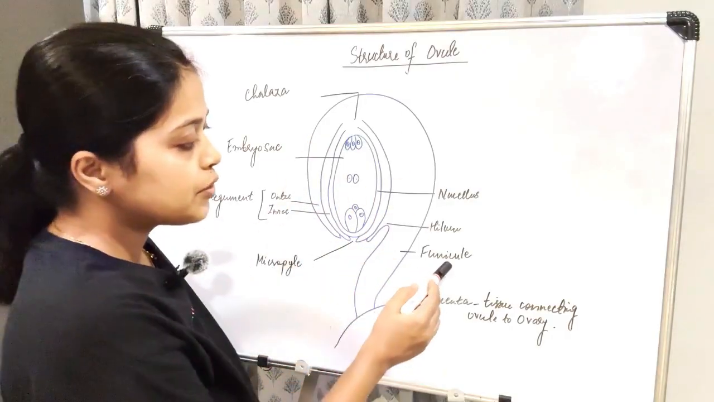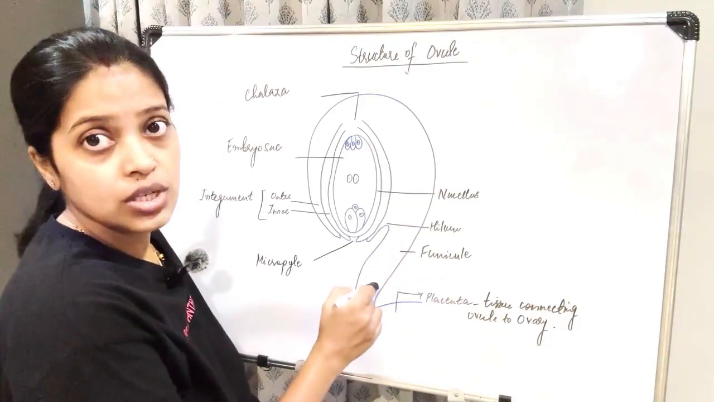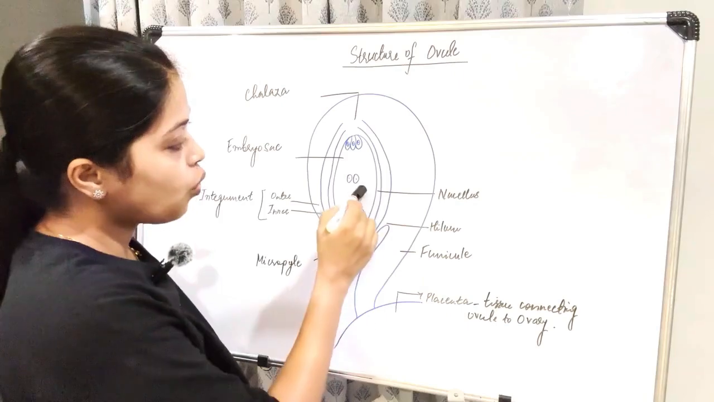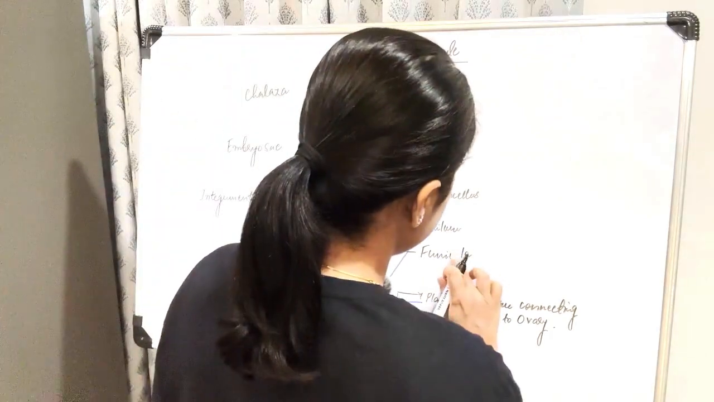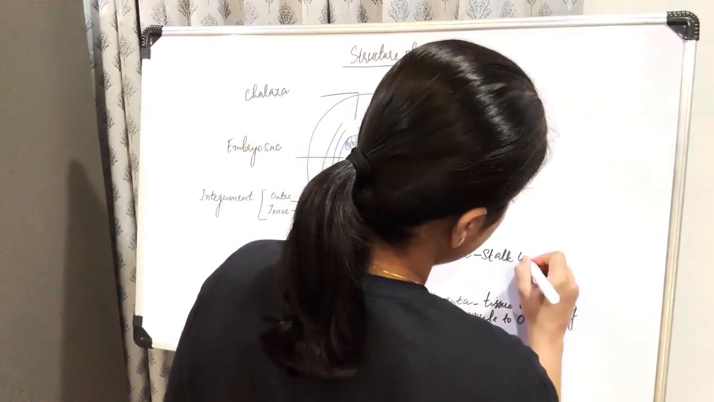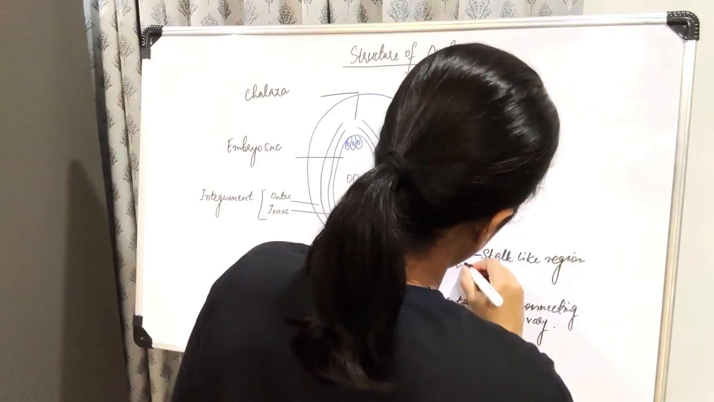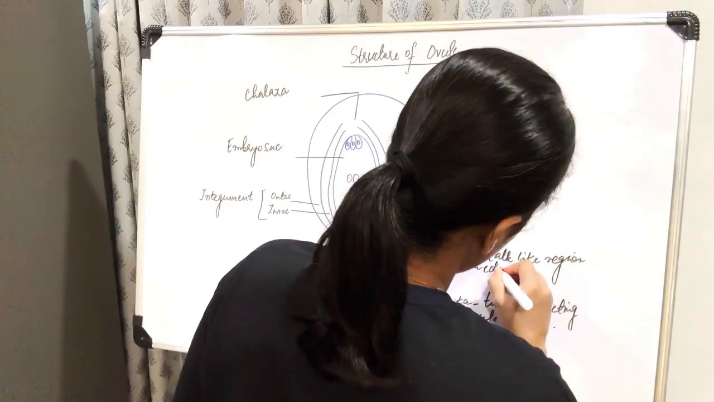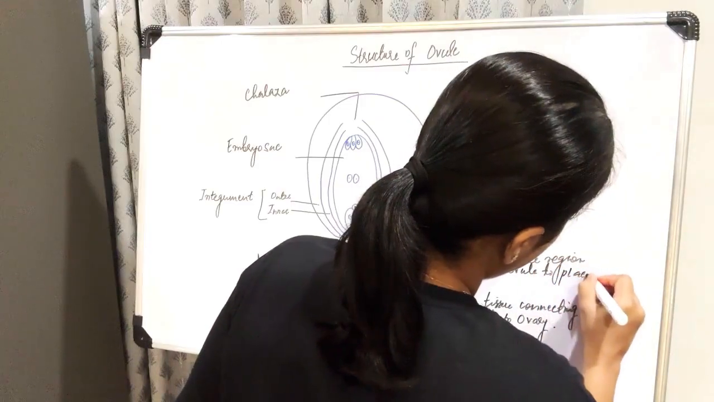Then we have the funicle. The funicle is basically a stalk-like region which connects your ovule to the placenta. It's a stalk-like region connecting the ovule to the placenta.